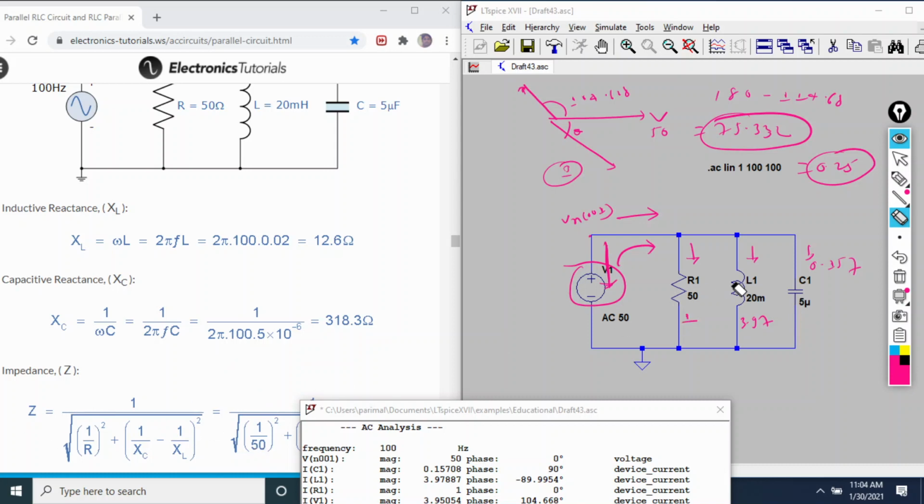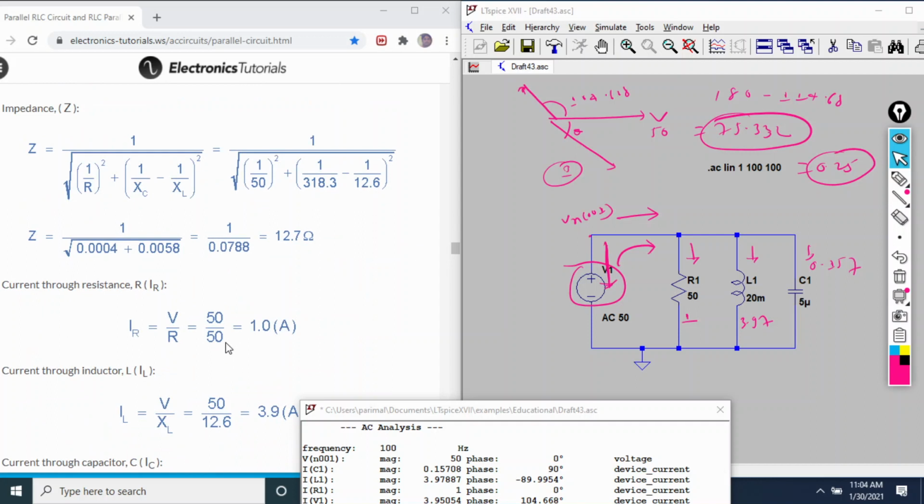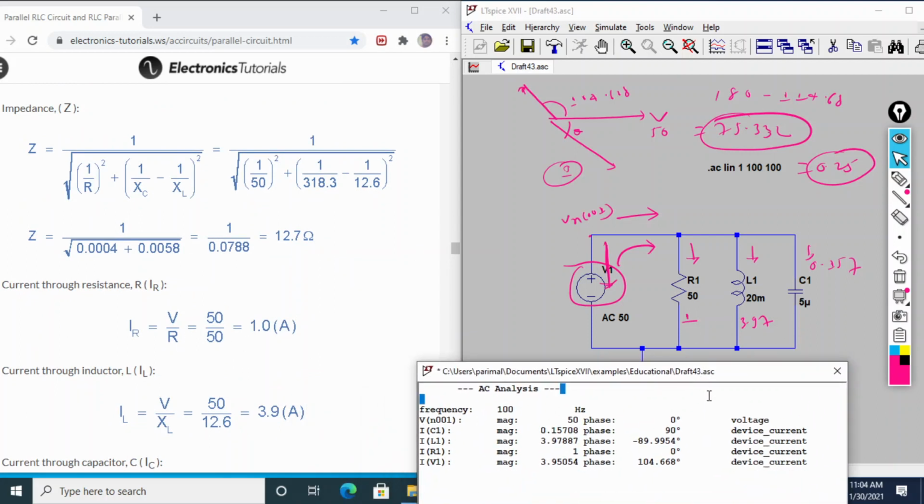Now first we are going to look at the current, this IR1. This is the current, 1 ampere. Let me mark this one. This is the 1 ampere we got, and here the current across the resistance is also 1 ampere with angle 0, and the current across the inductor is 3.9, and here we get 3.97887, which is almost equal.